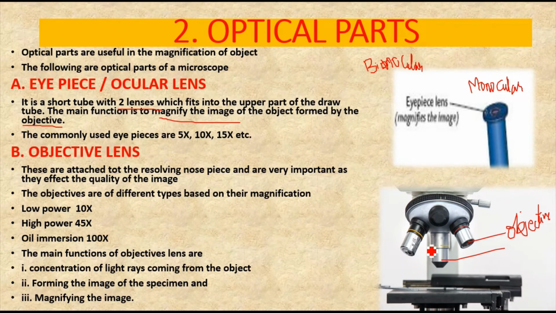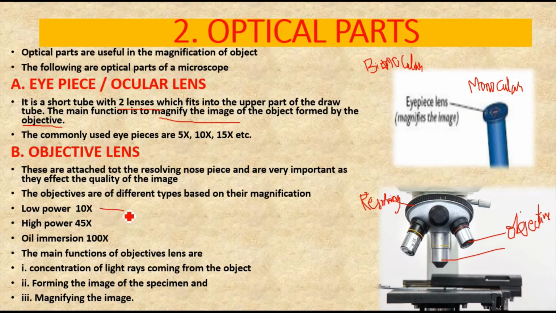Objective lens. These objective lenses are attached to the revolving nosepiece, a mechanical part that we discussed earlier. The revolving nosepiece is very important as it affects the quality of the image. Now, the objectives are of different types based on their magnification power.